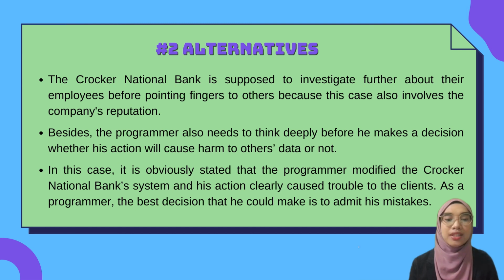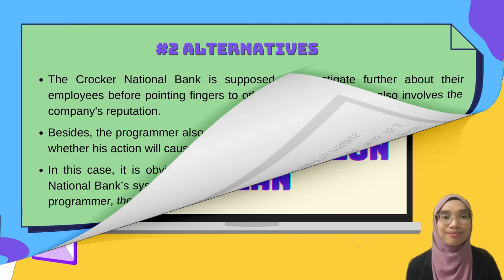Besides, the programmer himself also needs to think deeply before he makes a decision whether his action will cause harm to others' data or not. In this case, it is obviously stated that the programmer modified the Crocker National Bank system and his action clearly caused trouble to the clients. As a programmer, the best decision that he could make is to admit his mistakes.